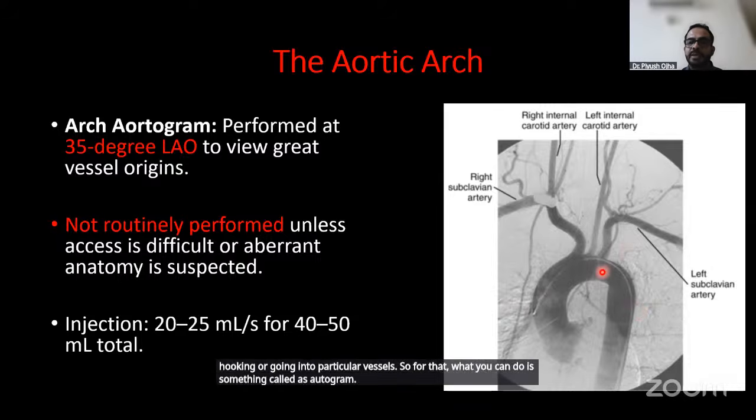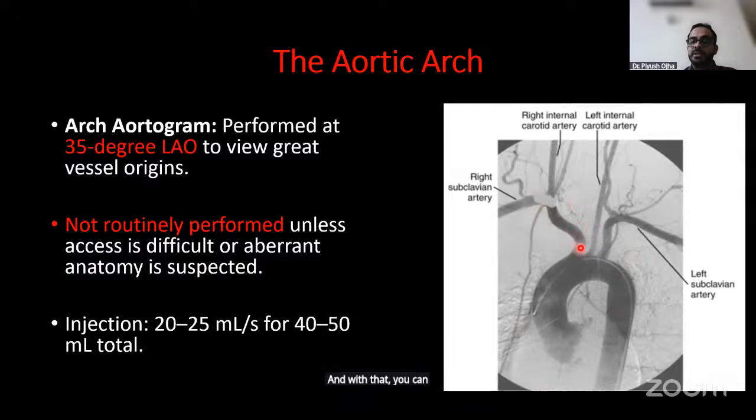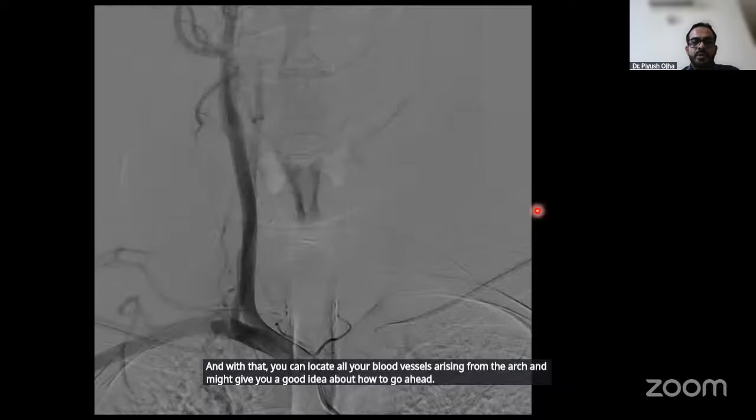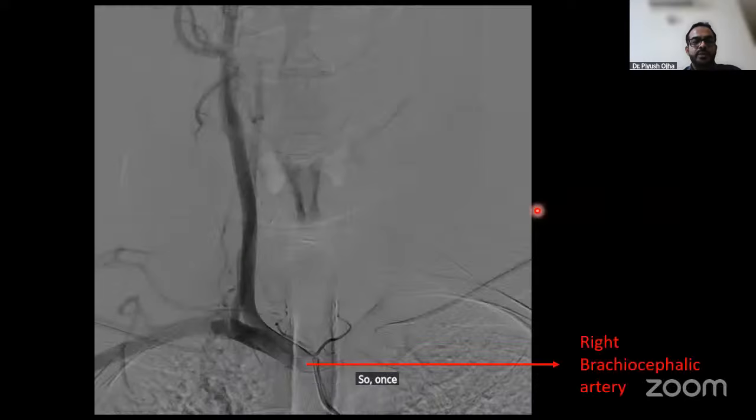For an aortogram, there is a type of catheter called a pigtail catheter, in which you take your pigtail catheter into the arch, and then with the help of an injector, you can inject contrast, and with that, you can locate all your blood vessels arising from the arch, which might give you a good idea about how to go ahead.